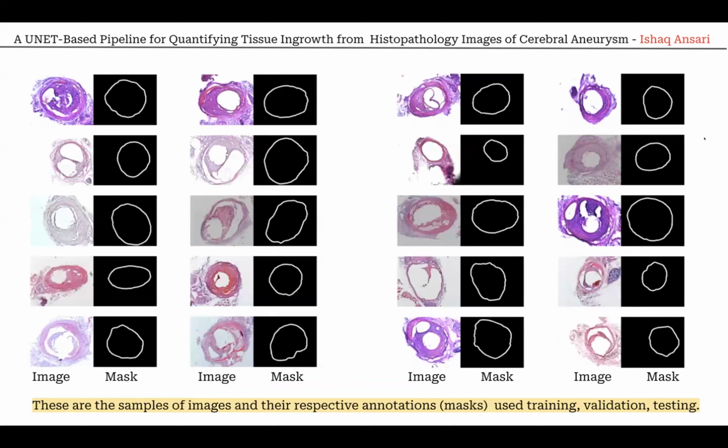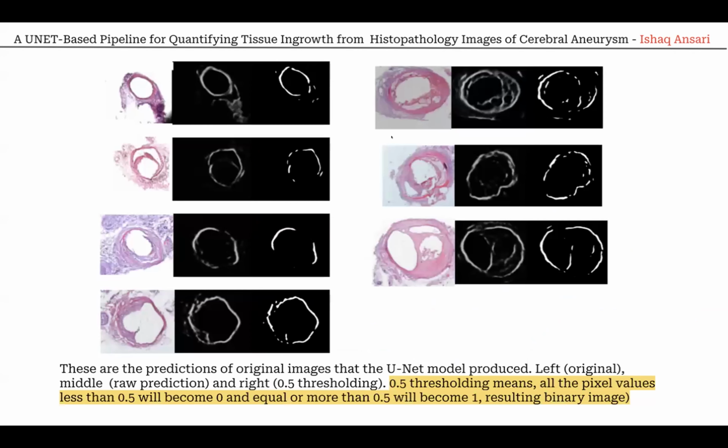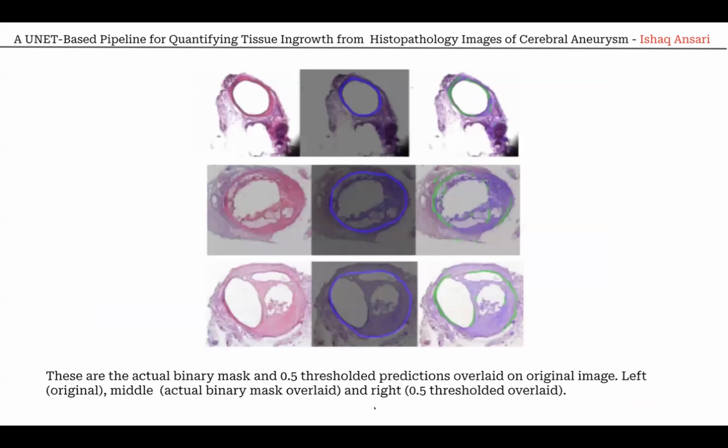These are some samples of my images and the respective ground truth that I used for my training. And these are the predictions made by the machine. The middle ones are the original predictions, and the ones on the right are the predictions that were thresholded using 0.5 thresholding. 0.5 thresholding means all the pixel values less than 0.5 will become 0, and the ones equal to or more than 0.5 will become 1.